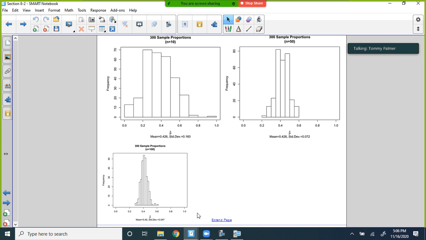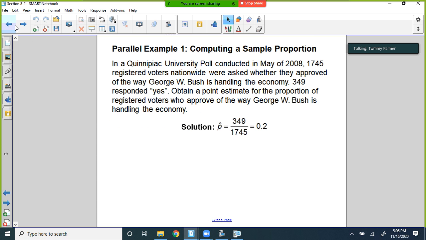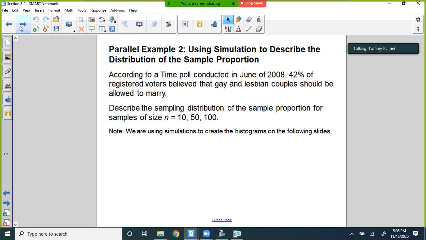Okay, so 42% of registered voters voted that. So would that be 42% out of the n, like on the previous one? So the question was, would that be 42% out of 10 and then 42% out of 50? Yes.